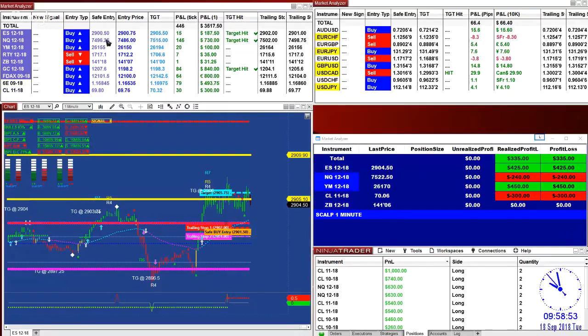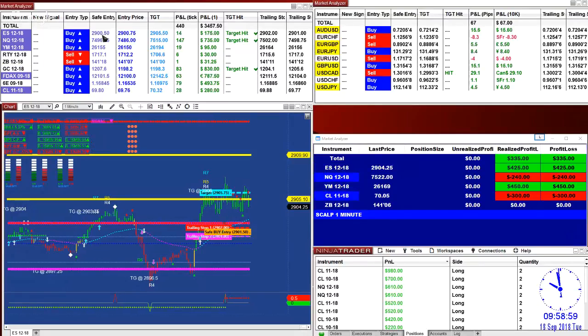On the pullback, the re-entry is 900.50. This is your re-entry point on the ES. And then you have the Nasdaq. Right now it is 146 ticks into the trade. All this, what you see on the market analyzer, is based on one contract only, not two, not three, not four, one lot.